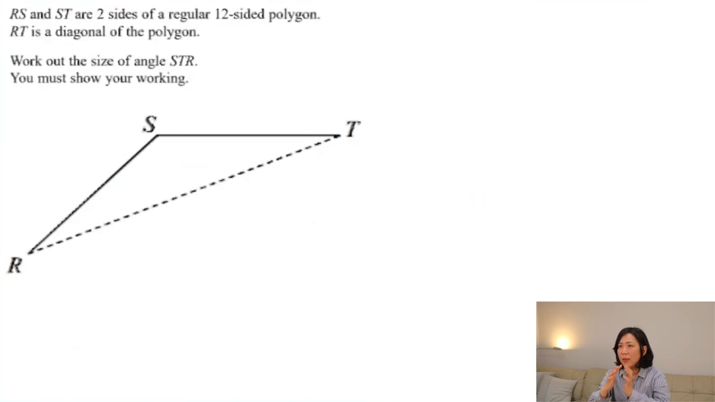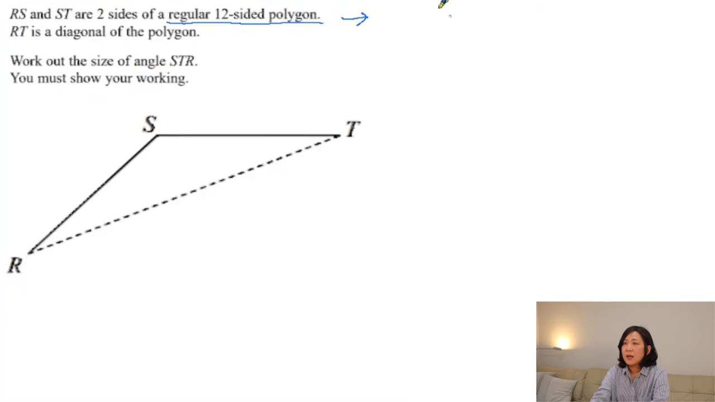The next one, we have a part of a regular 12-sided polygon. All we can see is a triangle, because it's just a part of the really big 12-sided polygon. Then what we need to do is find the angle STR. That's our final goal.